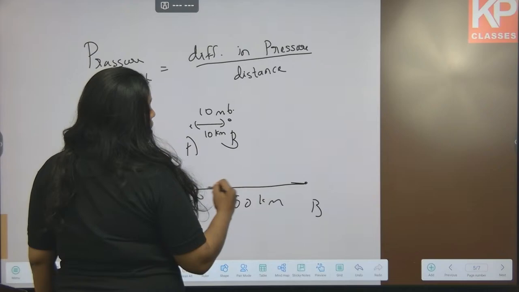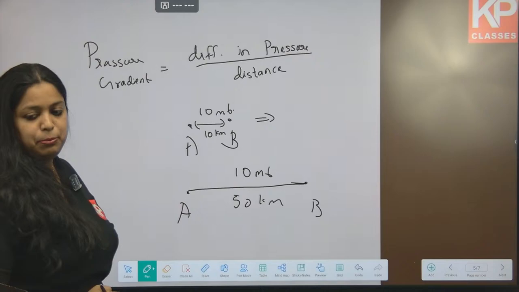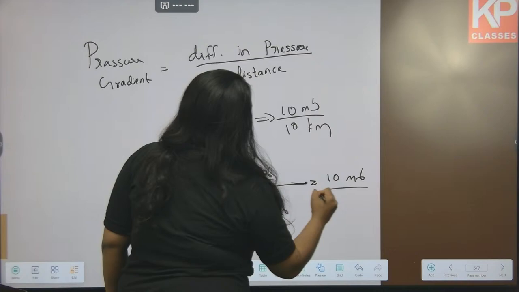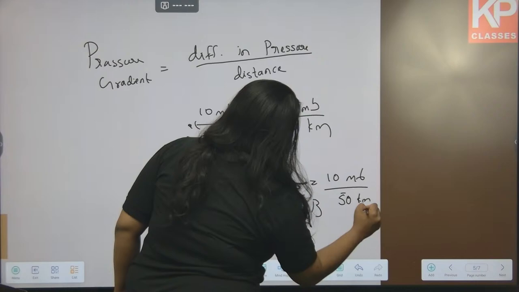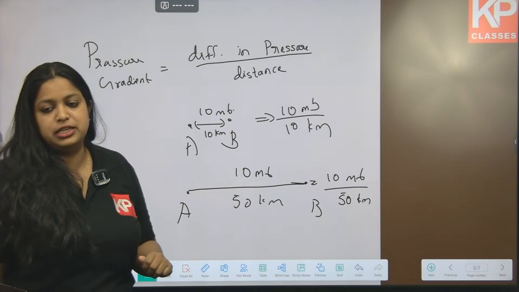So, in the first case, the pressure gradient will be the pressure difference between two points, which is 10 millibar, divided by 10 kilometers. Here, 10 millibar is the difference between the pressure at two points A and B, and the distance between the two points is 50 kilometers. So you can see that the pressure difference divided by distance will give you the pressure gradient. Here the pressure gradient will be 1, here the pressure gradient is 1 by 5.